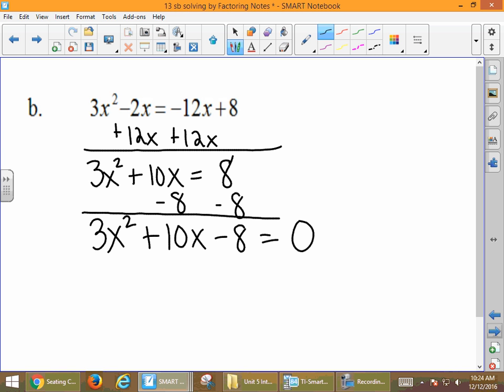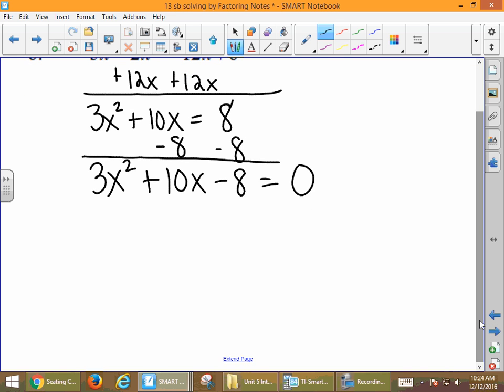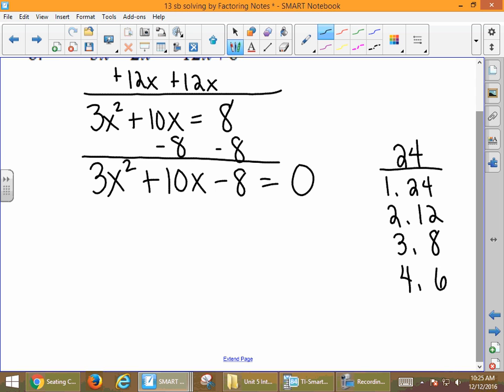Now we have it in a proper form, and in fact, we could have done grouping as well, but it looks like I'm in the split the middle zone right now. So I'll split the middle once again, and it's probably the method that we need the most practice on. A times C, 3 times 8 is 24. And the factors of 24 are 1 and 24, 2 and 12, 3 and 8, and 4 and 6.